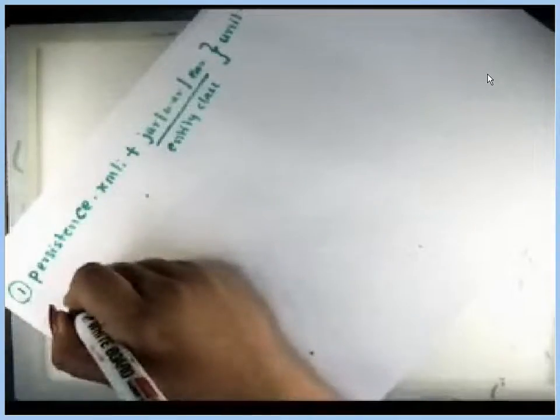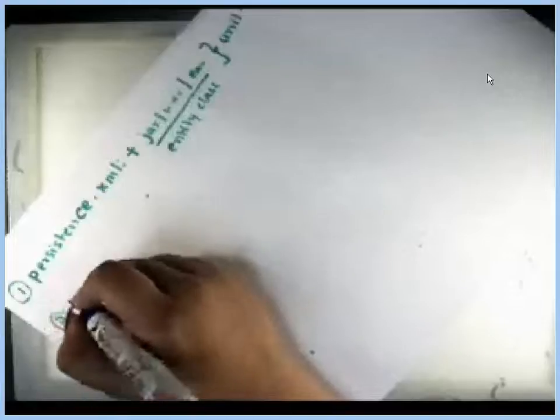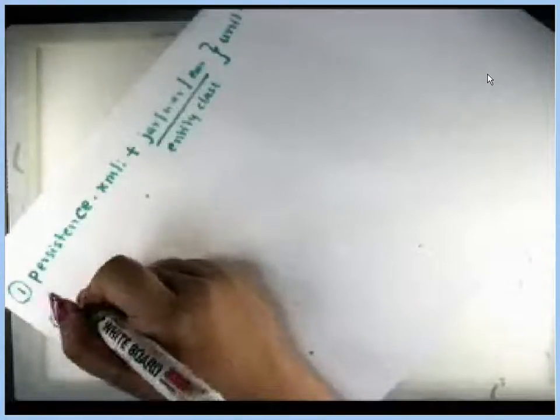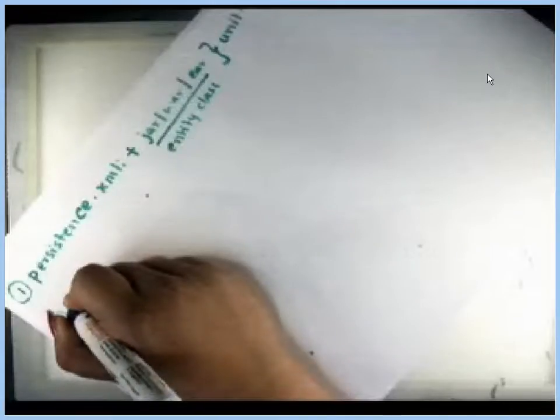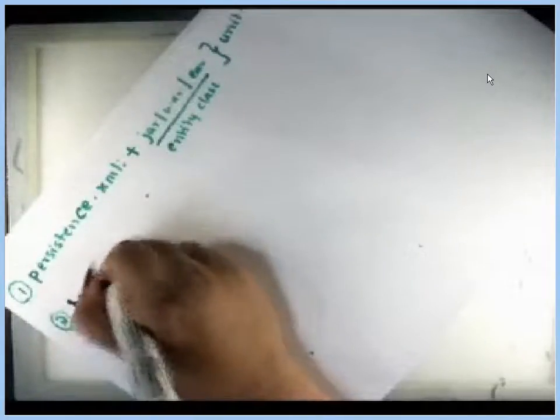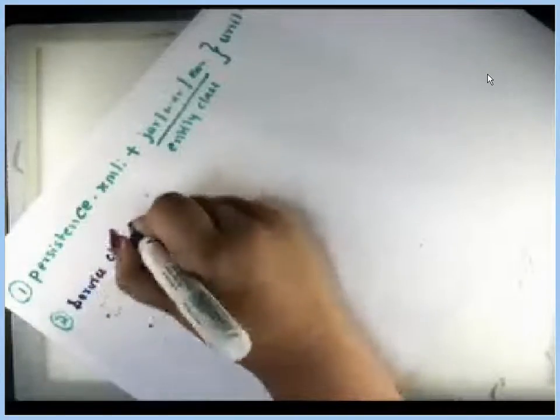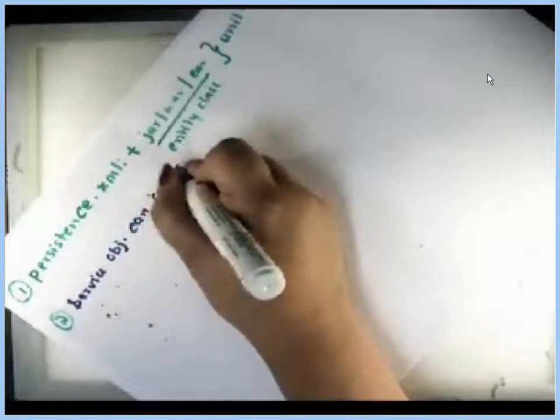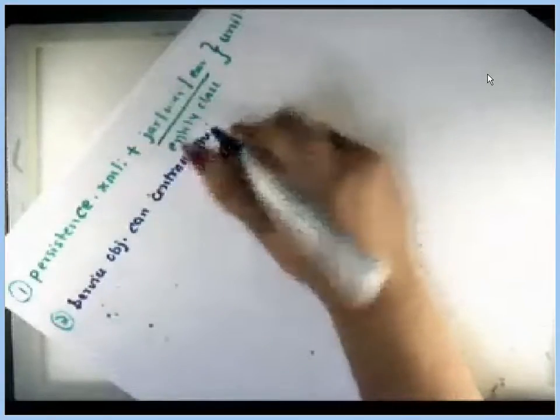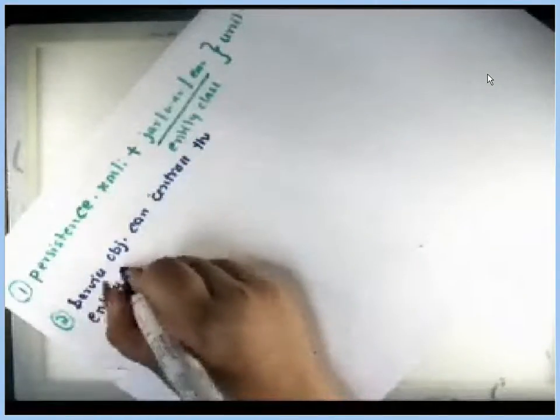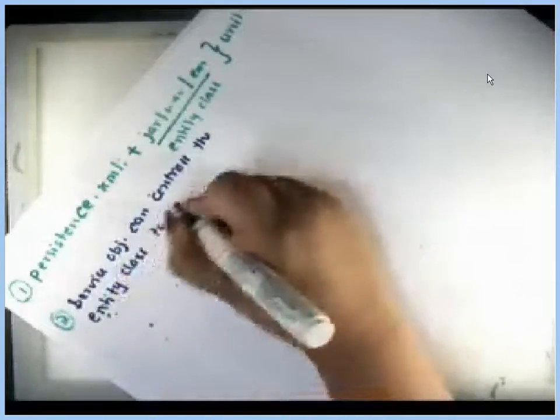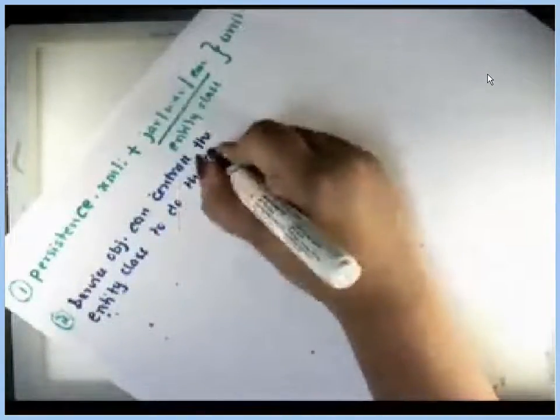This is number one. Number two is we have been given the thing called entity manager. Now entity manager is the one which actually consists of the service that can control the entity classes to do the CRUD operations.